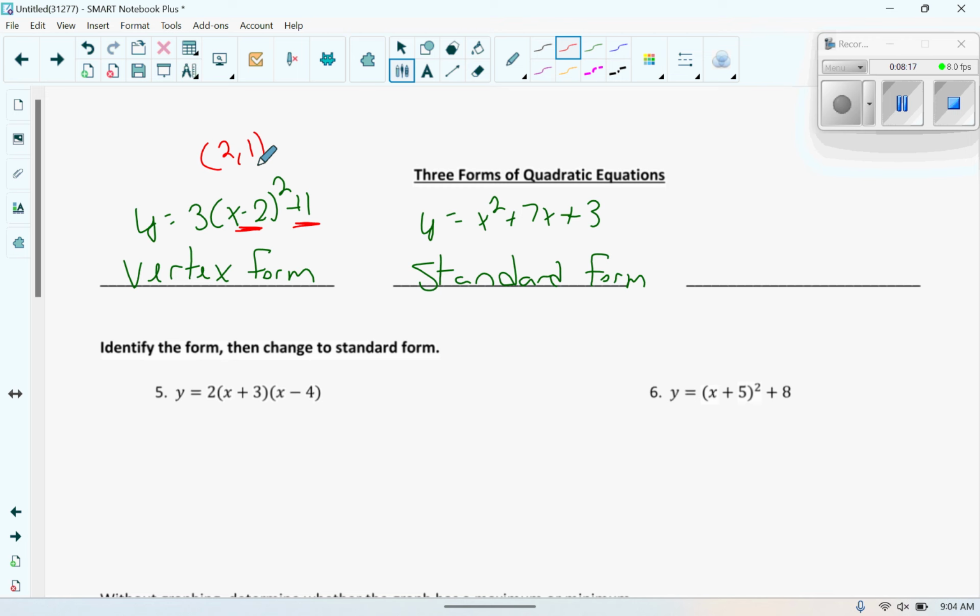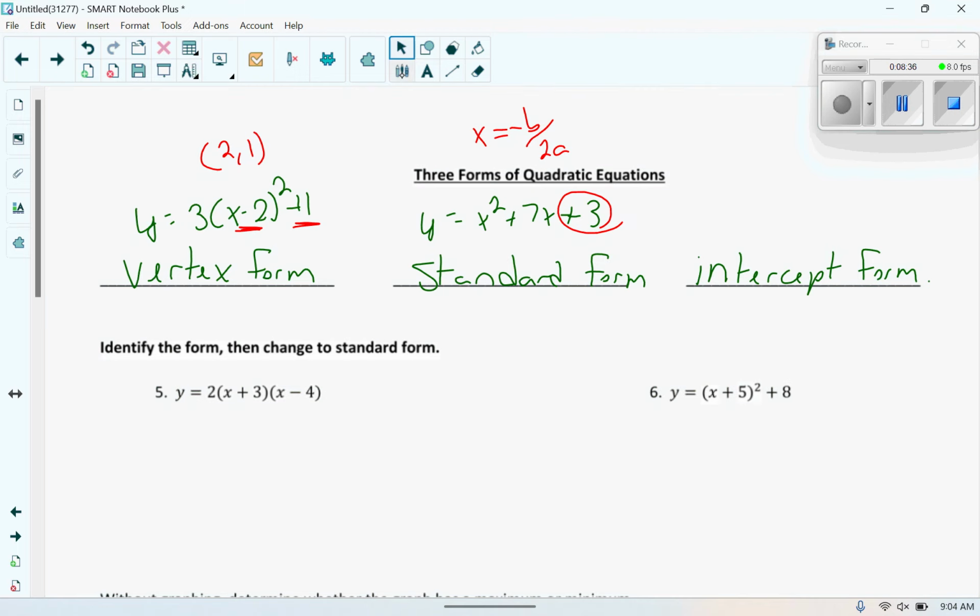Standard form that we talked about today, you can't find the vertex very easily, but we're going to use the negative b over 2a to help us get there. We also know that our y-intercept is there, which is helpful sometimes. The last form is called intercept form.